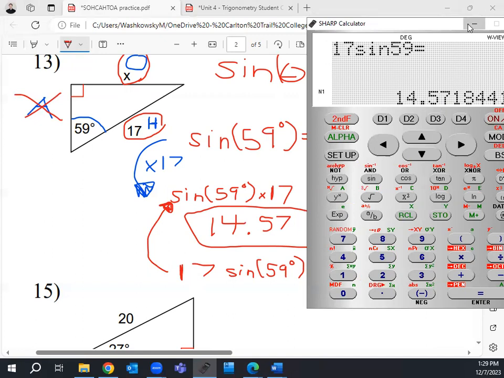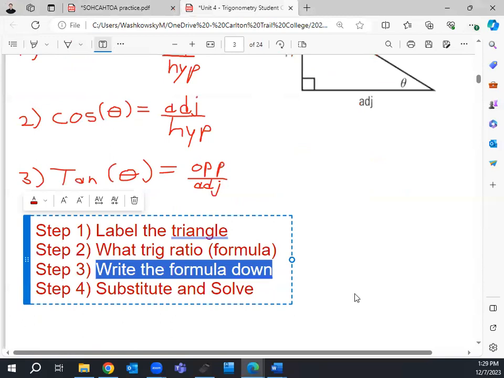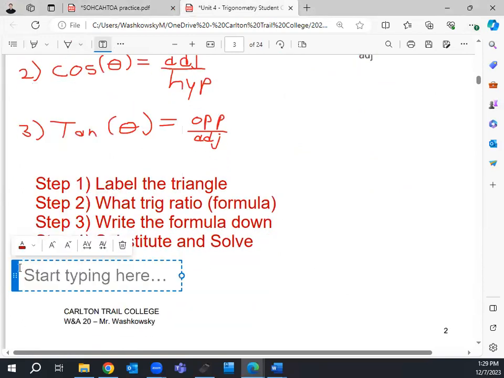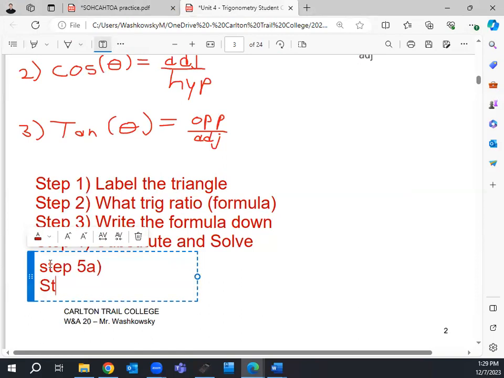So this is where it gets confusing for most people. Because, well, how do I know whether I use that second function or not? And so this is where I'm going to introduce a little bit of a fifth rule into our old sheet. I'm going to go back to our old sheet here. I'm going to introduce a fifth step. Specifically, I'm going to have step 5A. There's going to be a step 5A and a step 5B.